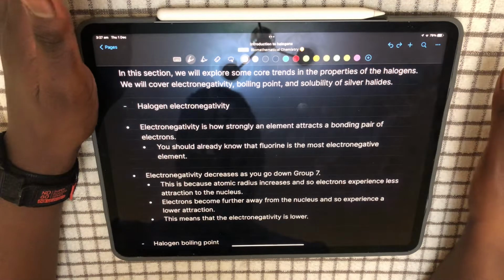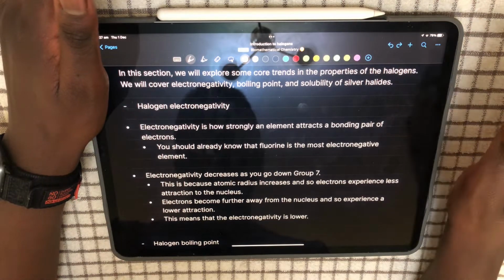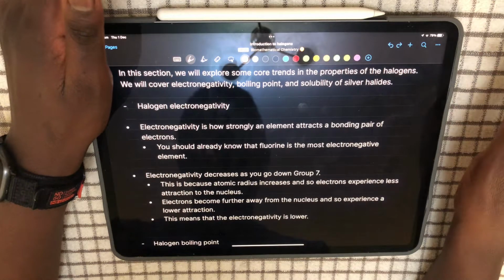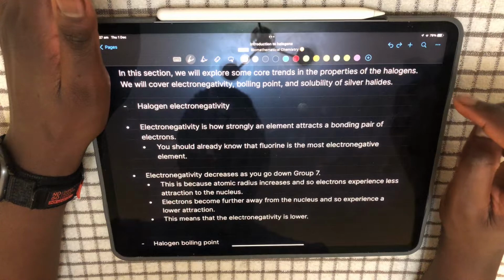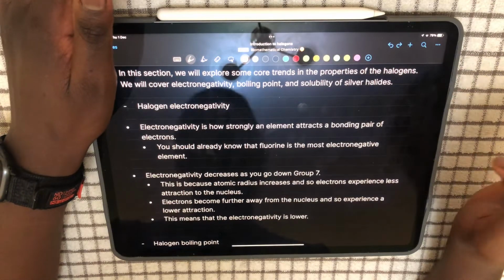But generally, all you need to know for AS is electronegativity, boiling point, and then the solubility of silver halides. I don't think you need to know examples like you do in year 2. But in case I'm wrong, I will double check.